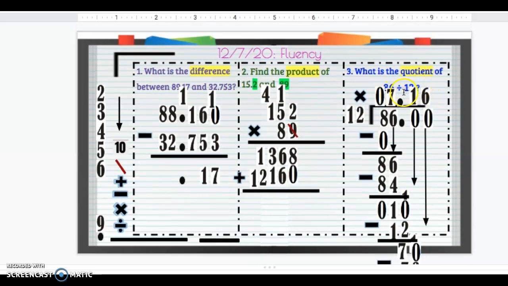So your answer would be 7.1666 repeating. So in this case, I always tell you to do 2 decimal points behind the decimal point, unless the answer specifies differently. So your answer could be 7.16, and then we would put a little line above the 6 to show that it's a repeating decimal. Okay, so that's fluency.